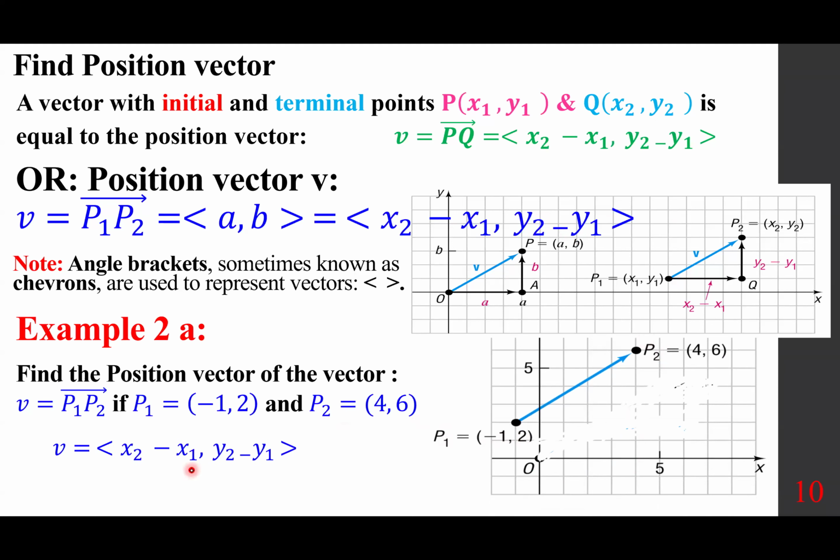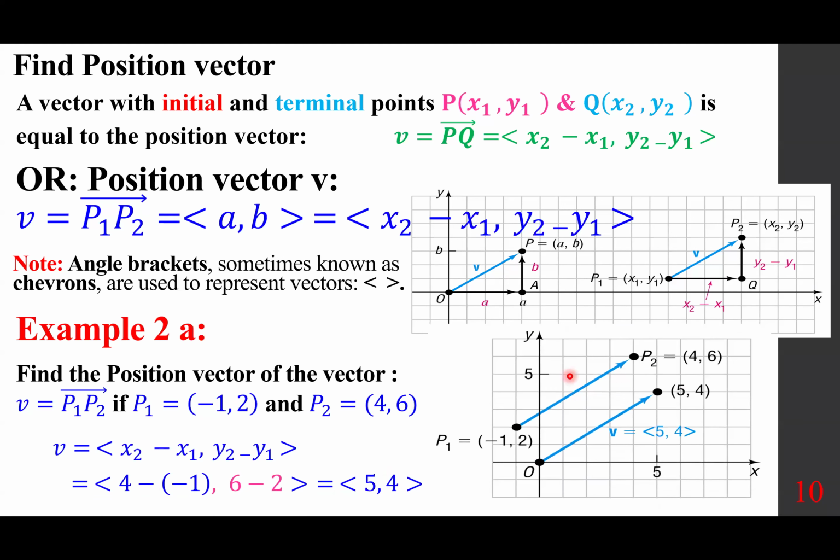X sub 2 minus x sub 1. That means 4 minus negative 1. And y sub 2 minus y sub 1. That means 6 minus 2. And this becomes 5. This becomes 4. And now this one, 0, 0 and 5, 4, would be the same as this one, but it's a position vector because the initial point is at the origin 0, 0.